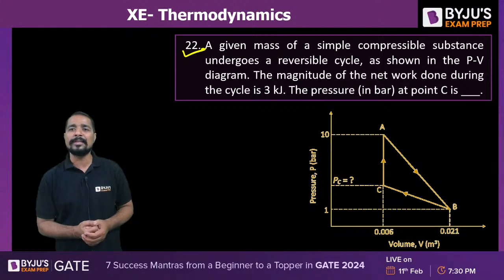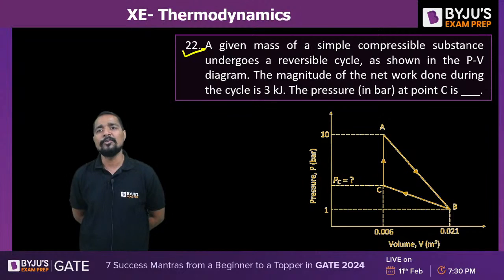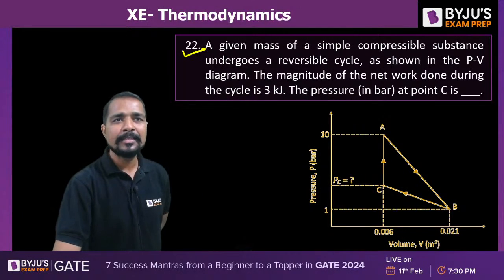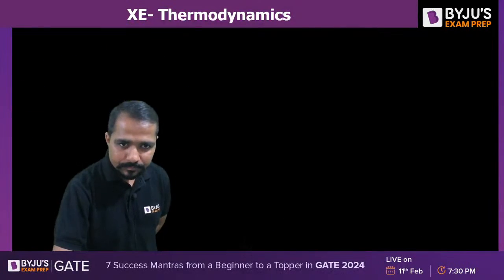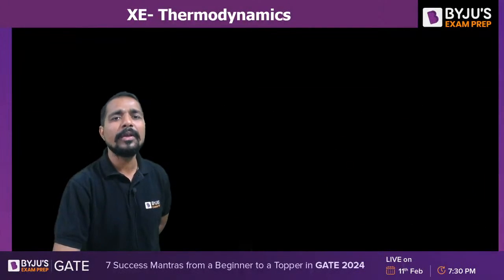I have a doubt in 8th question, 18th question. How did you find V3? Can you please explain? Okay. V3, 18th question. Just a minute. Where are you talking about V3? V3, okay.